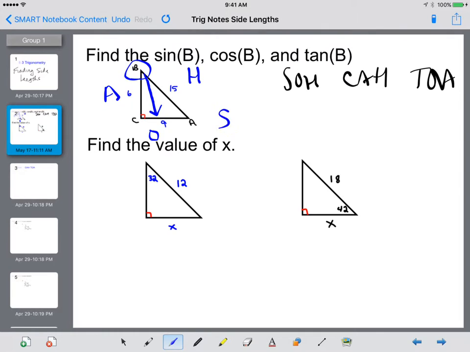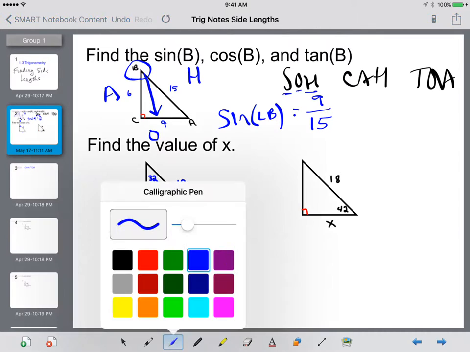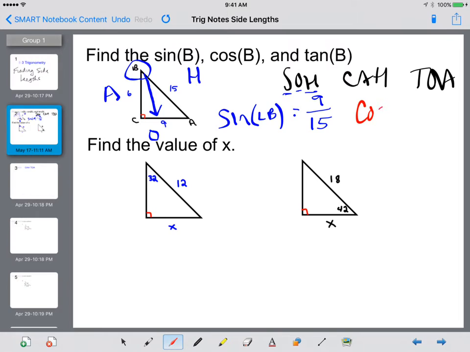If I want to find the sine of angle B, the S stands for sine, the O stands for the opposite, and the H stands for hypotenuse. The opposite side is 9 and the hypotenuse is 15, so sine of angle B would be 9 over 15. Cosine of angle B would be adjacent over hypotenuse, which would be 6 over 15. And the tangent of angle B would be opposite over adjacent, which would be 9 over 6.